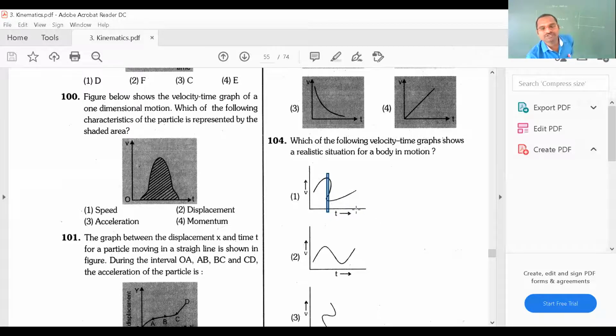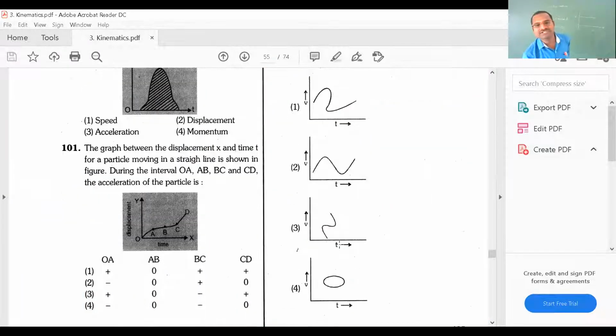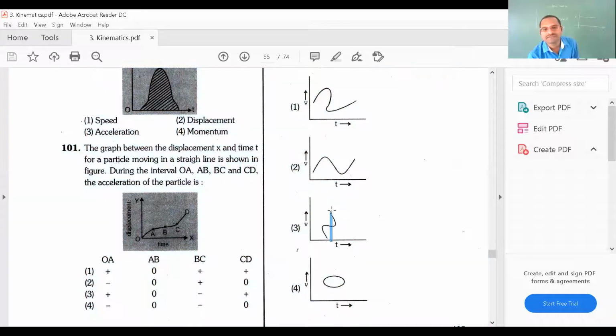Next, option 2. See here, as time increases, velocity increases first, then decreases, then increases. So it may happen. Next, option 3. See, at this particular interval of time, it has two different values of velocity. So it is not possible. At a particular instant of time it is having two velocities, so it is not possible.